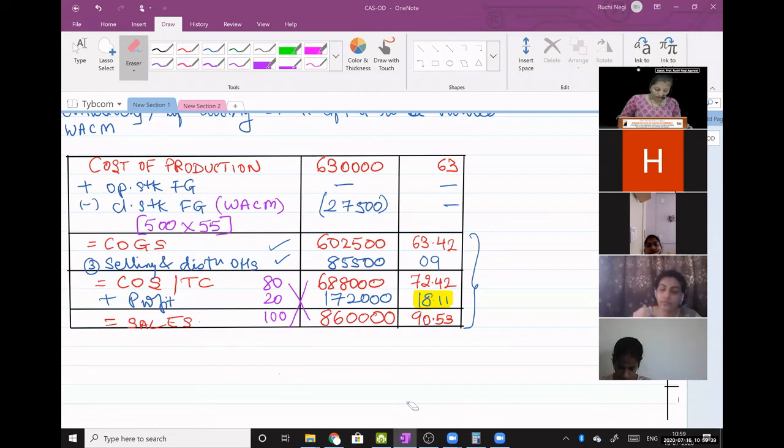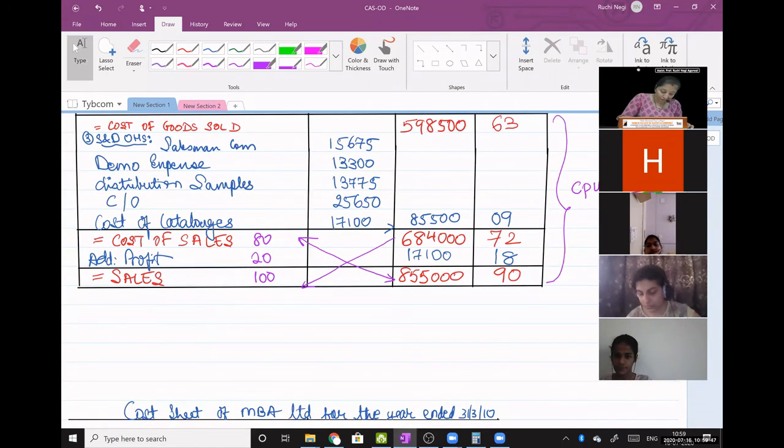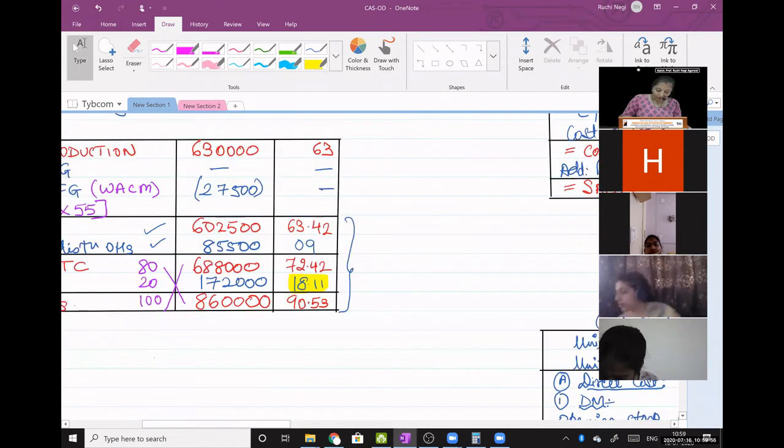So got the difference between both the methods? As per FIFO method, what is your profit? 18 rupees per unit. And as per weighted average method, it is 18.11, 18 rupees 11 paisa per unit. That's the difference, Swapnil.